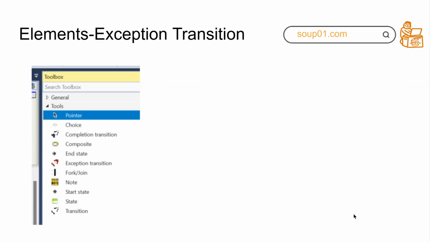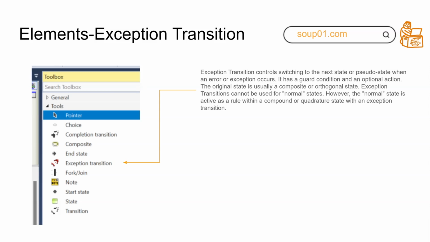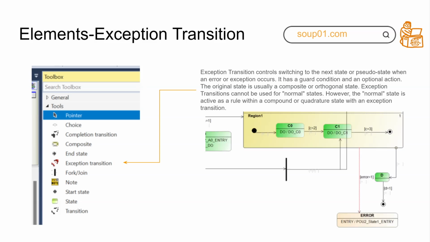And then we will have an expression transition. Expression transition is used for switching to the next status or some status when an error or expression happens. And to make sure, don't use this one in the normal case. You just use it for error processing. For example, in here you see if I have an error variable equal to 1, then you directly jump to the error status and don't do anything inside the yellow area.